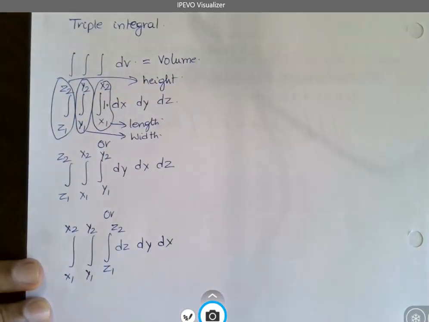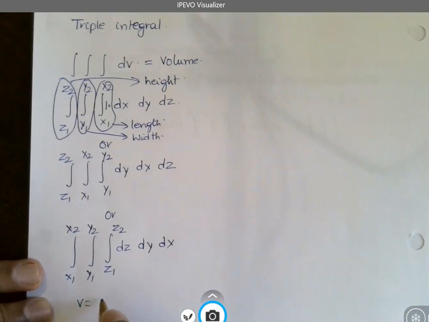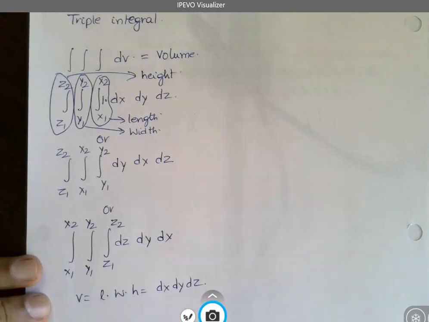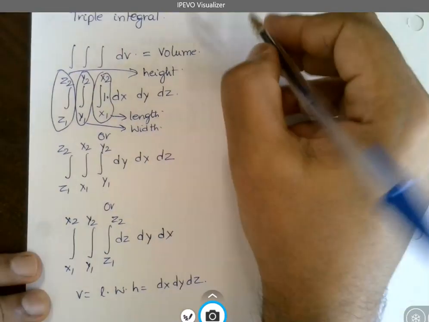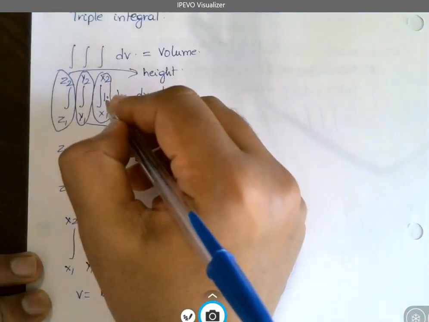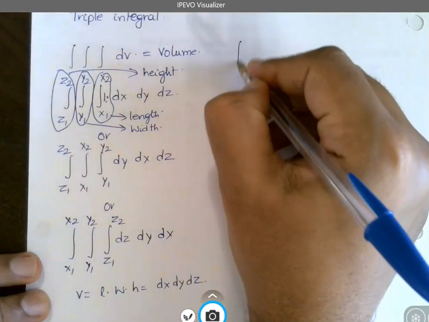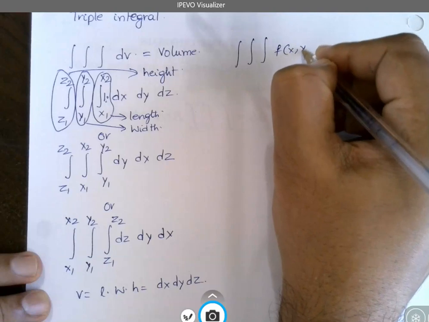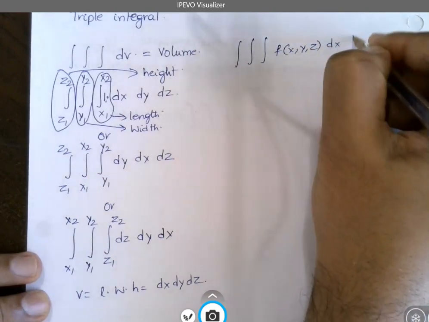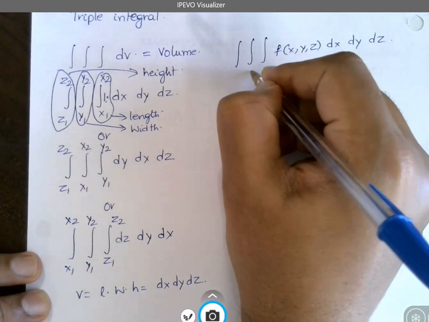So the volume is going to be the length times width times the height. That's going to be dx dy dz. So whenever you use triple integrals with an integrand of 1, you get the volume. But in some problems, your integrand is not always 1. You would have an integral of some function f of x, y, z, dx dy dz, over this entire domain D.